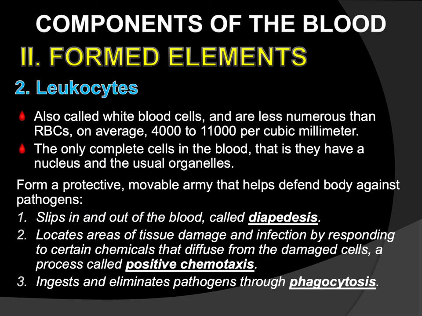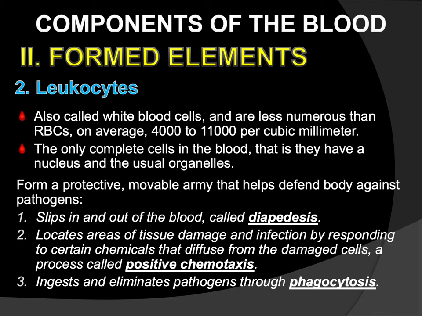Next are the leukocytes. Leukocytes, also called the white blood cells, are less numerous than RBCs. On the average, there's only 4,000 to 11,000 of them per cubic millimeter of blood. They're the only complete cells in the blood, because they have a nucleus and the usual organelles. Now, the leukocytes form a protective, movable army that helps defend the body against pathogens. So these are our immune cells.